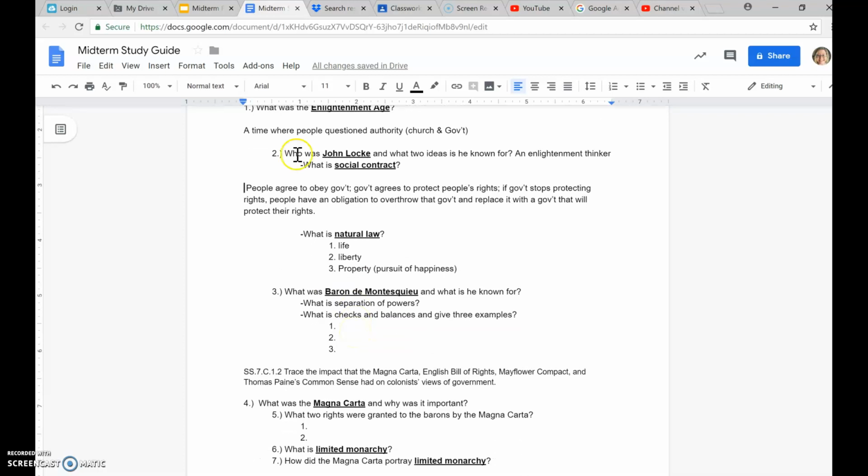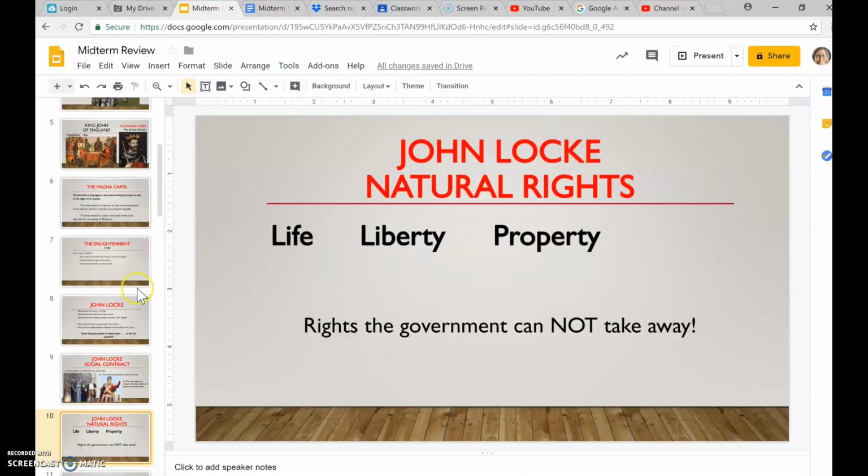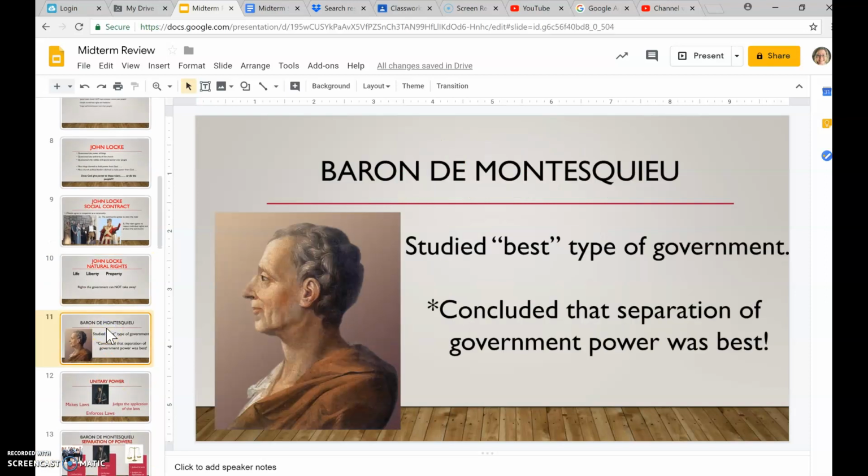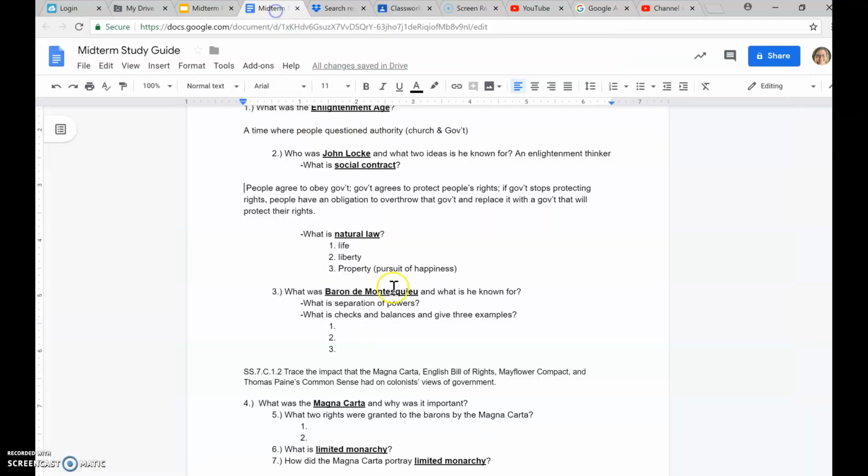All right, so let's see about Montesquieu. What is Montesquieu known for? That's Baron de Montesquieu. He also was an Enlightenment thinker. And he was best known for separation of powers. I'm actually going to bold and underline that. That's pretty important. He's an Enlightenment thinker, he's known for separation of powers.